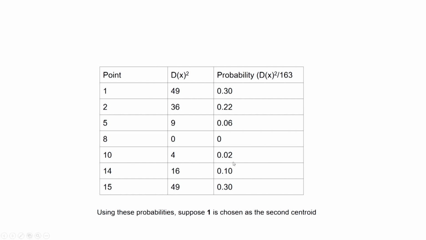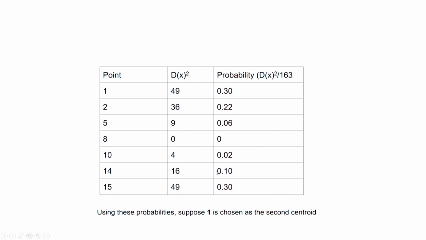When we implement this, we can generate a random number between 0 and 1, generate a cumulative distribution function out of this probability distribution, and then find the data point whose probability, added to the previous probabilities, is just greater than or equal to the random number generated between 0 and 1. That data point we will choose as the next centroid.